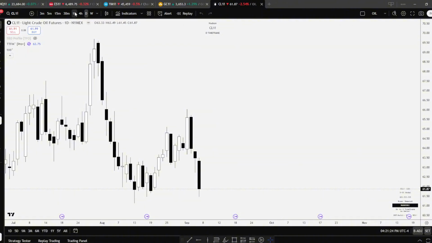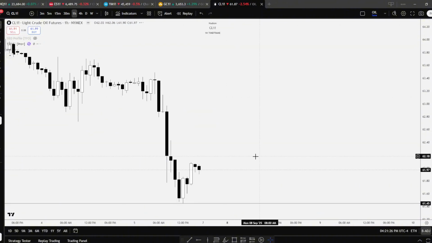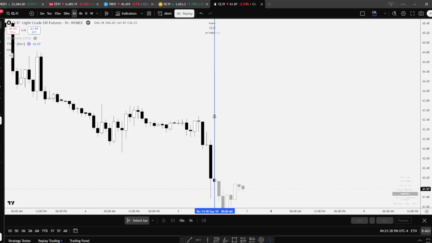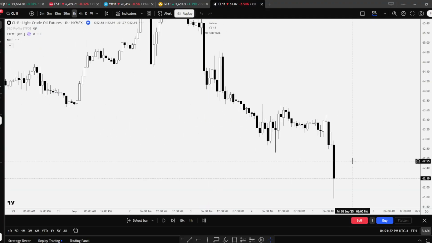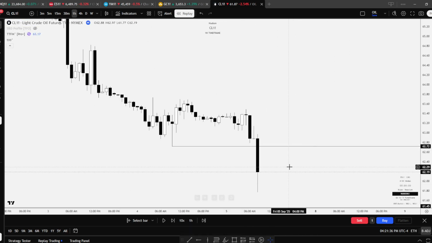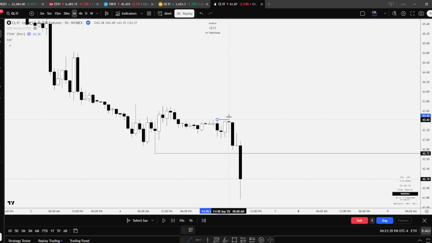Right here on Friday, okay? So, on Friday, took it bright and early. We had this low here. All right, what happens here? We take out these highs, close back inside, and we start getting distribution lower here at 6 a.m. We create equal lows. Let's head down to the 30.